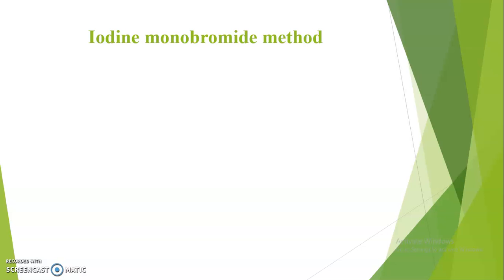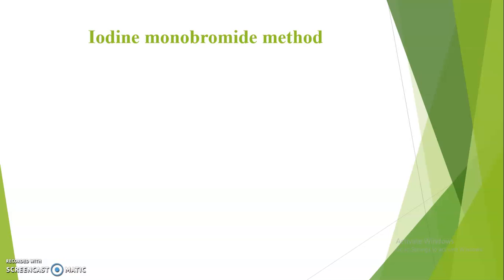As I said in the previous video also, both these methods are based upon an oxidation reduction type of titration, in which iodometry is involved. Basically, the only difference is that in the iodine monochloride method we use iodine monochloride as a reagent, and in the iodine monobromide method we use iodine monobromide as a reagent. The iodine monochloride method is also known as the Wijs method, while the iodine monobromide method is known as the Hanus method.